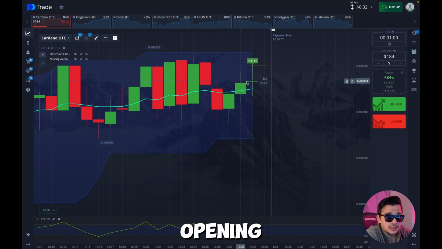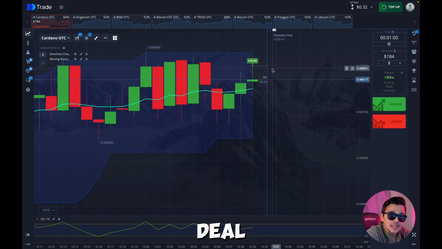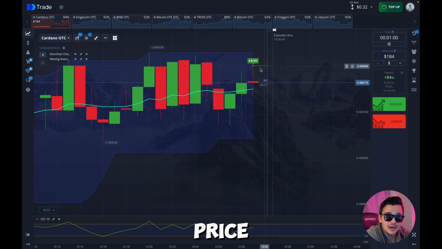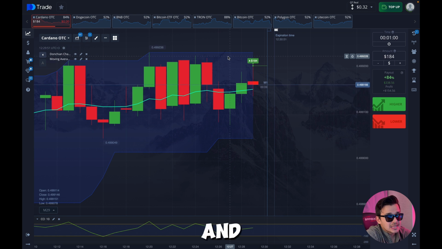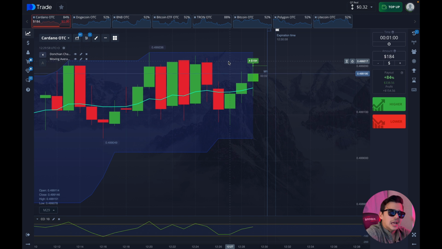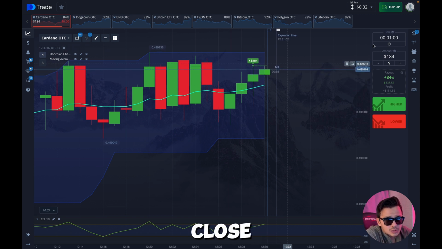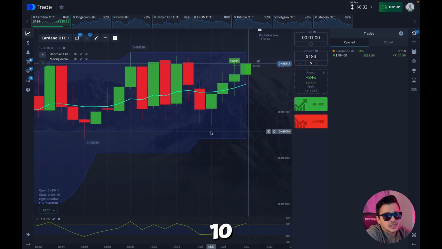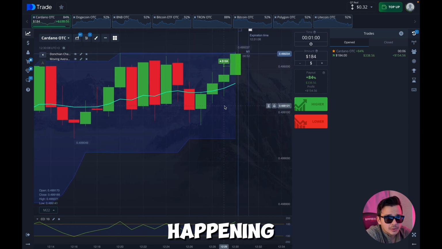But at the opening, the candle had a sharp upward impulse, and the deal was opened several price levels higher, as it usually happens. And I think, of course, the trade will probably be closed in the negative because of that. Let's see, a new candle appears. How much time do we have left to close? About 10 seconds left. And no, the exit is still happening.